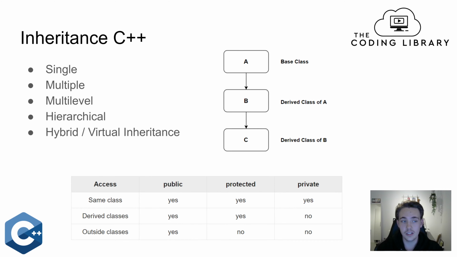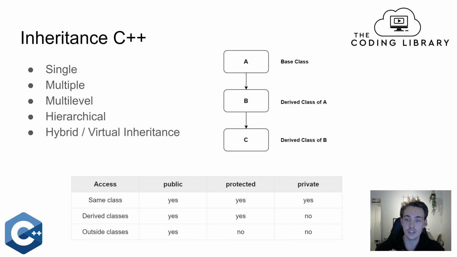So when we have inheritance in C++, we can have different types of inheritance. For example, here we can have a single inheritance, so one class is just derived from another superclass, or we can have multiple or multiple levels. So multiple will be like, as we showed in the example with the animals, one superclass can be derived into multiple smaller subclasses.